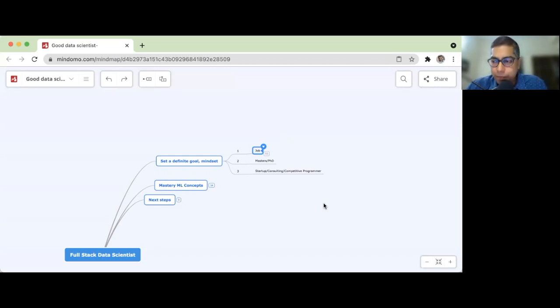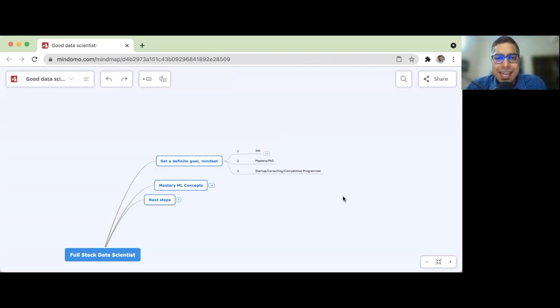So write that down. I've typically seen three trajectories. People either want to get to a job, or people want to do a master's or PhD. I won't say further studies because there's no further in studies; you have to be always evolving. And the last trajectory is typically startup, consulting, or competitive programming. Again, seen very less.